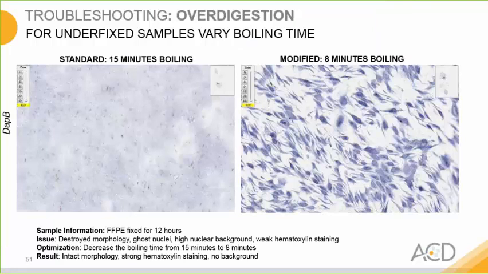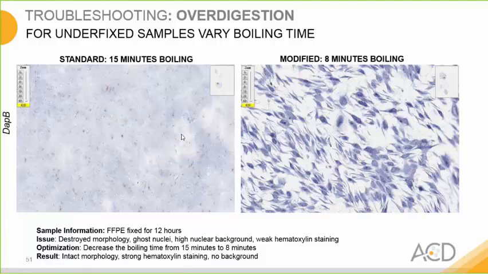This is an example of an over-digested sample on the left. I'd like to mention that sample fixation and pretreatment actually go hand in hand. So if you have an under-fixed tissue and you follow a standard pretreatment condition, you're likely going to over-digest the tissue. Some characteristics of over-digested tissue include destroyed morphology, really high background, and you can see very poor hematoxylin stain.